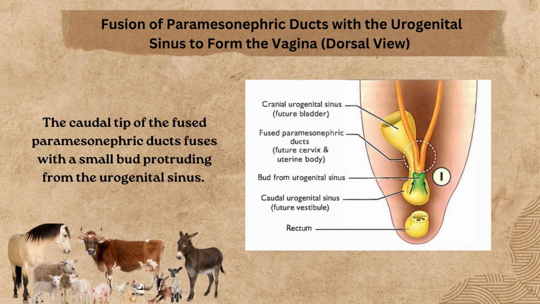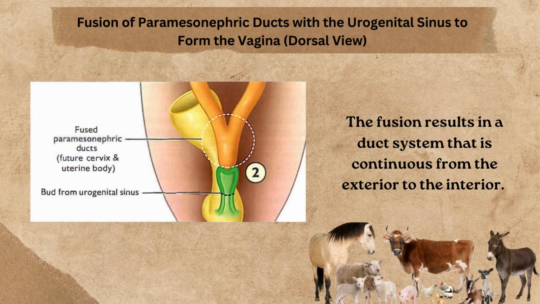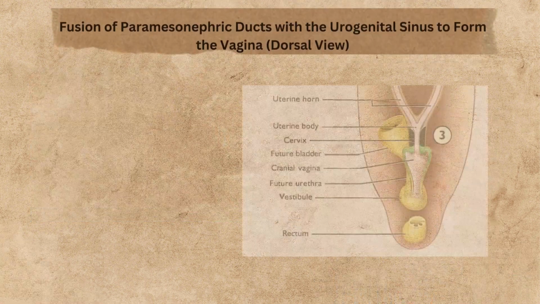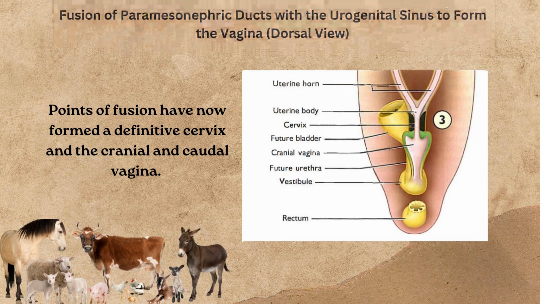A small bud evaginates from the caudal urogenital sinus and attaches to the fused paramesonephric ducts. Then, the paramesonephric ducts continue to fuse, forming a more defined cervix and a more developed vagina. The bud of the urogenital sinus also elongates. Lastly, the points of fusion have now formed a definitive cervix and a cranial and caudal vagina. The vestibule has stratified squamous epithelium because it originates from the urogenital sinus that invaginates from the exterior skin.